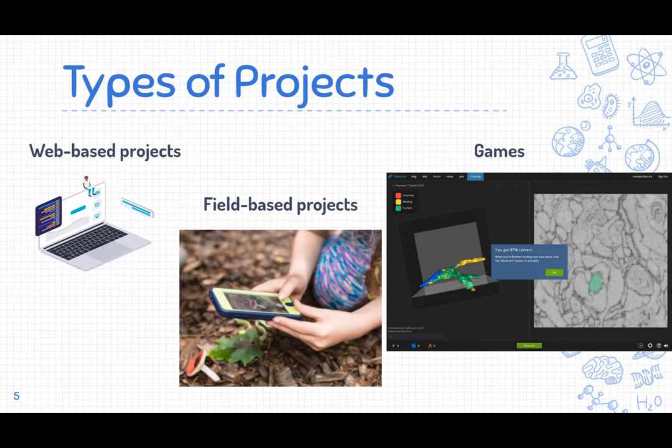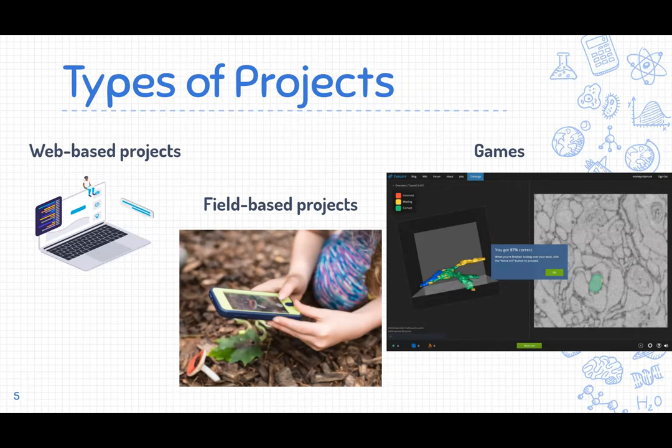So web-based projects are just that. They're projects that can be done completely online. They don't require participants to go into the field or leave their computer. And these projects are designed to appeal to the widest range of volunteers and are typically asking participants to do simple tasks like classify galaxies, but they can process the largest amounts of data.